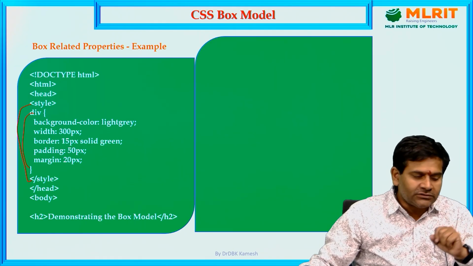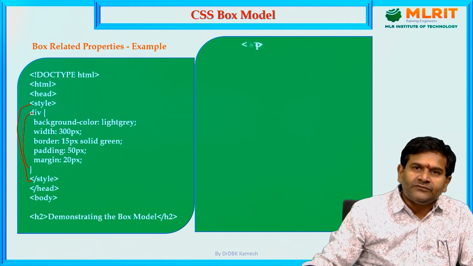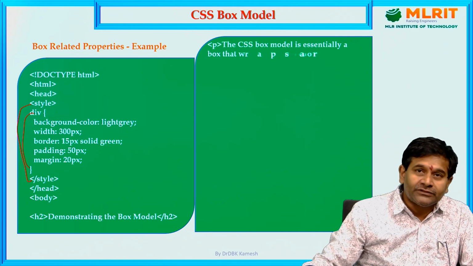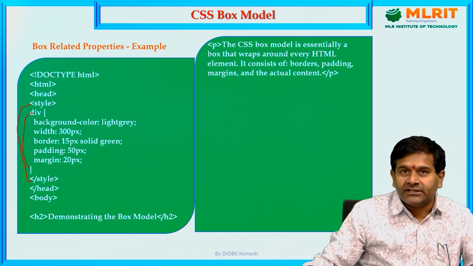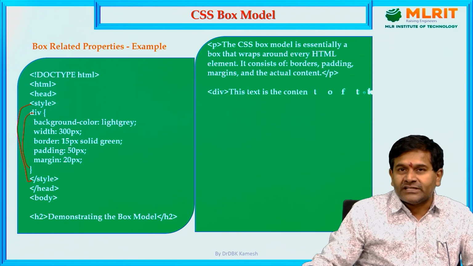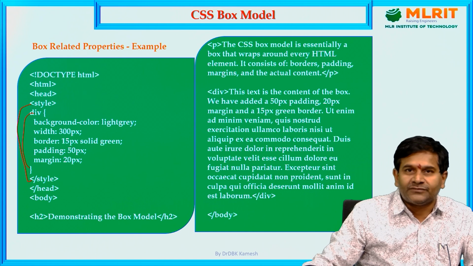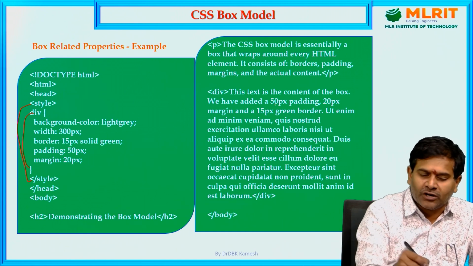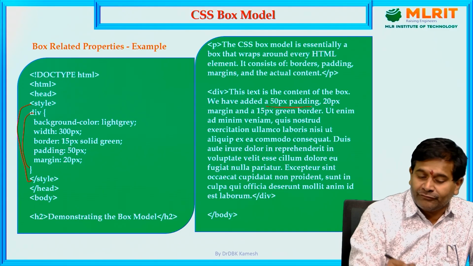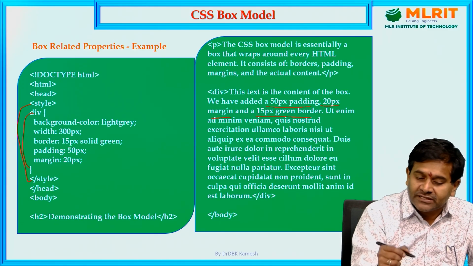So now see the color we have given, background light gray, then followed by paragraph. The paragraph is: CSS box model is essentially a box wrapped around HTML. This is called the content. So then the division. So we have given this kind of mark here. So in the division, this is the content, the box. So we have added 50 pixels padding, 20 pixels of margin, and 15 pixels of the green border.